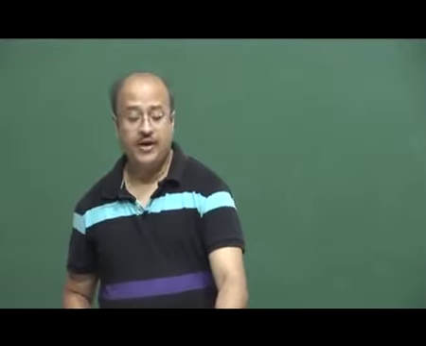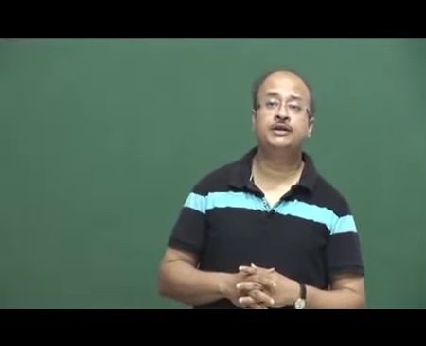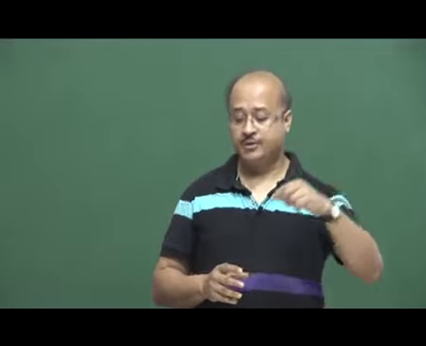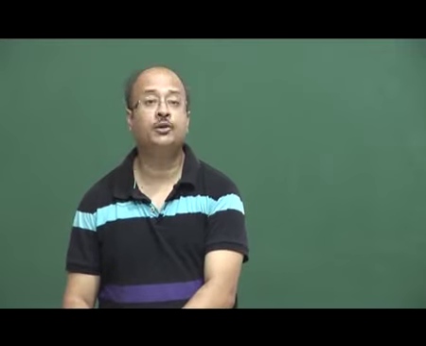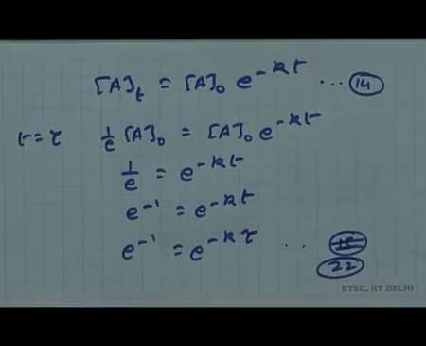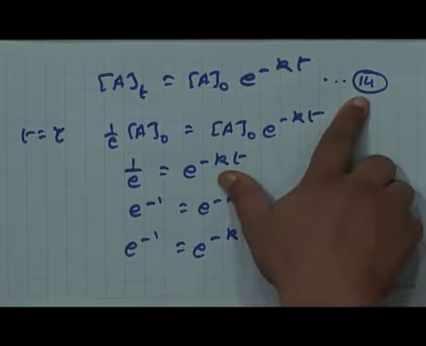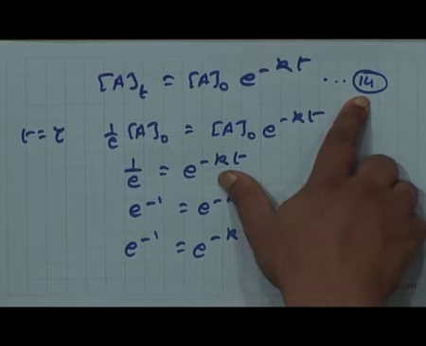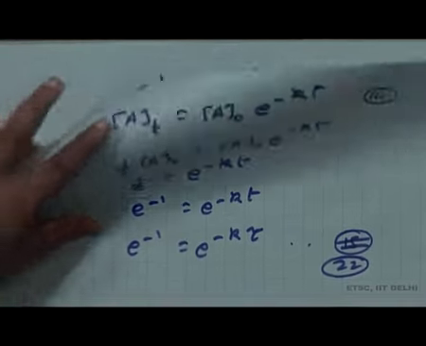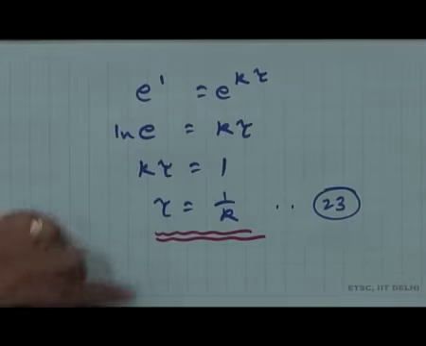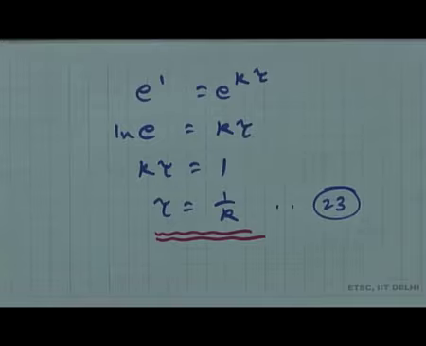The way the relaxation time was defined, it comes down to 1 by e of its value, so 1 by e of A naught. Once I know that this relaxation time corresponds to that concentration, which is 1 by e A naught, I put it back in my integrated rate equation, trying to find an expression for tau, the relaxation time. I do it and end up with a very simple expression: tau is equal to 1 by k.